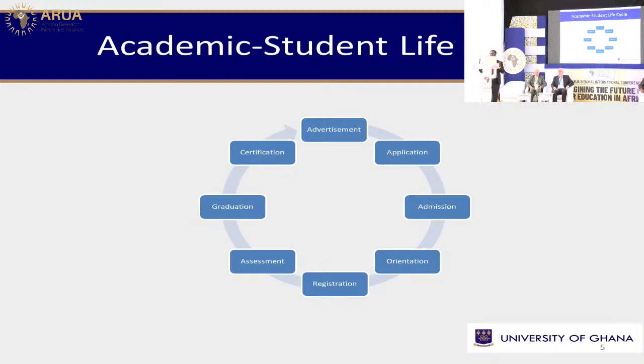Then the orientation is also providing interactive information, similar to registration. Part of the challenge is largely in teaching and assessment, and I'll go into more detail on that. Graduation has also been online, and I think some universities have done this quite well. Certification is also another issue, and I think I spoke about fake certificates. How do we deal with all of these things? So I'll try to go into the details of this, and then we see how we deal with it.